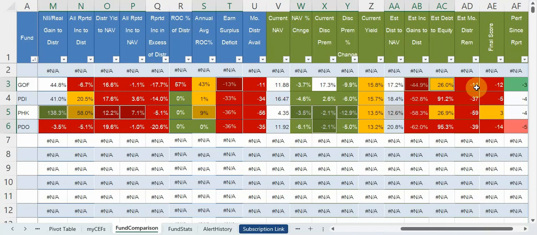Negative 14 subtract negative 11, that's 3 monthly distributions. And the situation's similar with all of them. So there's no clear winner in this category.